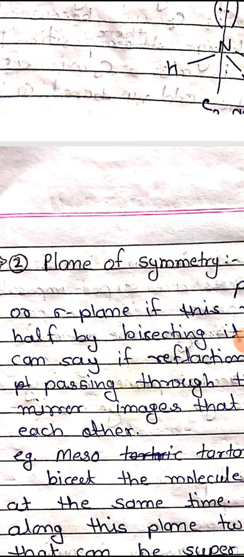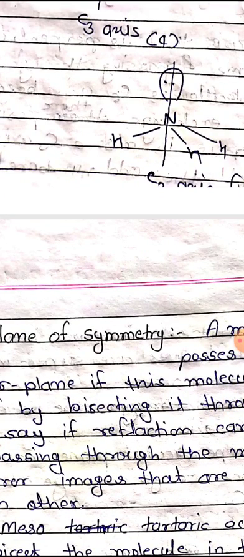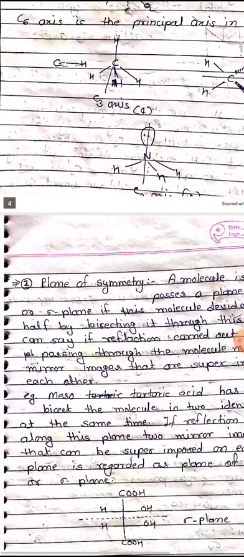No other axes of symmetry are present in the ammonia molecule. Thus, ammonia possesses only one axis of symmetry, that is the three-fold axis of symmetry or C3 axis. Now, we will discuss plane of symmetry.